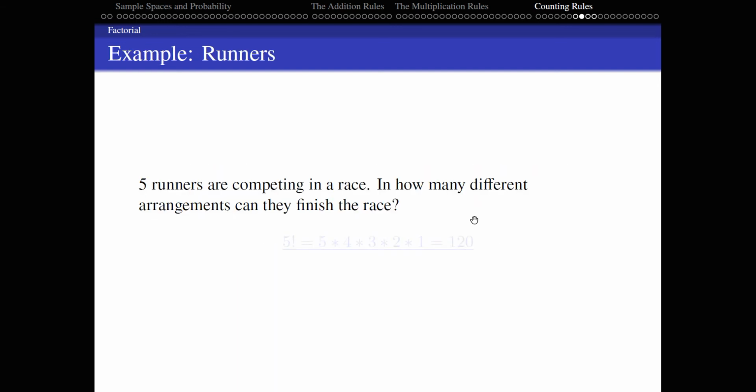All right, so for examples, runners. 5 runners are competing in a race, and how many different arrangements can they finish? So again, factorial is the number of different ways that you can sort n elements. So we've got 5 elements or people, runners, that we want to sort: first, second, third, fourth, fifth. How many different ways or arrangements can we do that with for these 5 people? This is clearly a factorial problem. So we do 5 factorial, that's 5 times 5 minus 1, 4, and we do that all the way down till we get to 3 times 2 times 1. That gives us 120 different ways in which we can arrange those 5 runners.